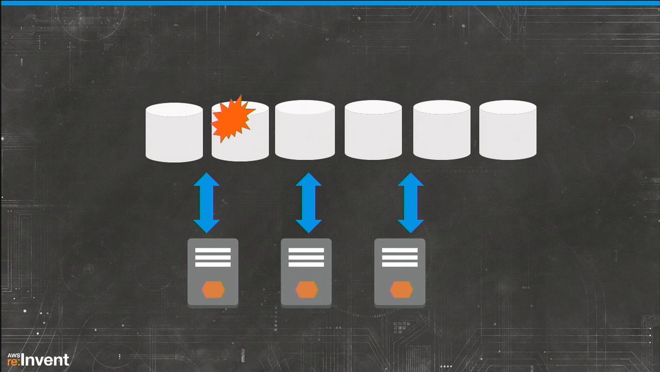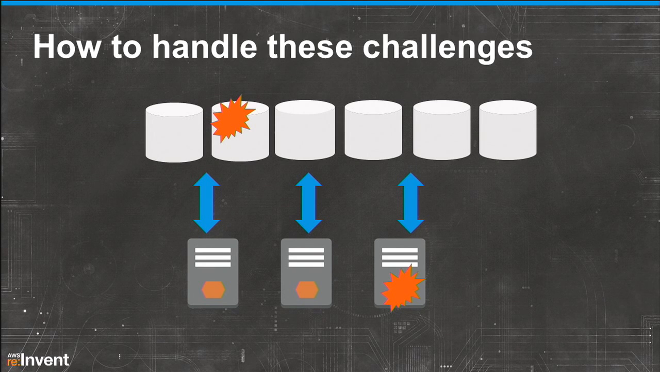But what happens if one of those databases should happen to fail? What happens if an application server would happen to go down? How would you know the state of your application? How would you know the state of the customer's workflow in booking that flight to come to Vegas? How would you handle these challenges today in this distributed world where you have multiple nodes, multiple steps, and multiple machines?